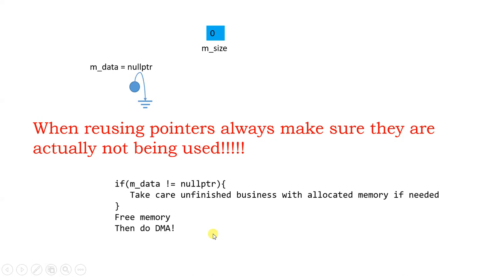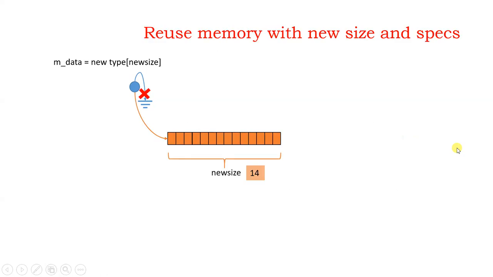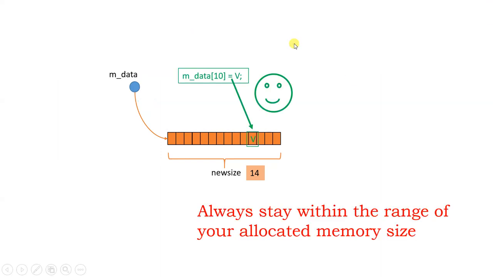Following that rule, you can freely delete a piece of memory with no care. If you delete a null pointer, it simply ignores it. Okay? It only deletes a pointer with value in it. Okay? So you make sure you always keep track of new size and everything. We talked about that. Stay within the size of the memory, and life is beautiful.